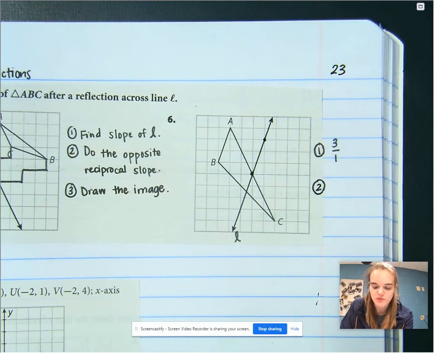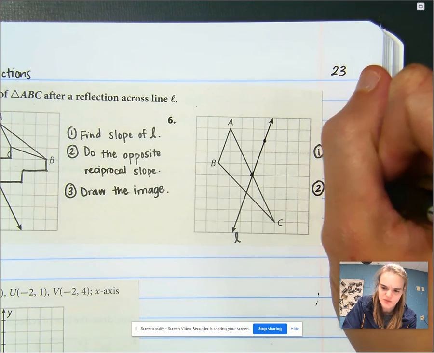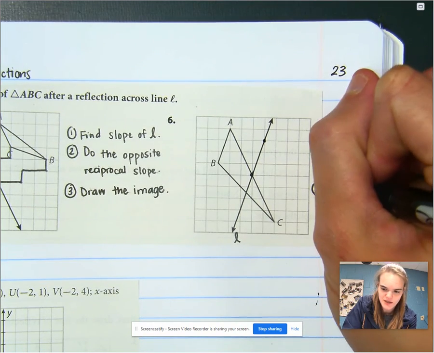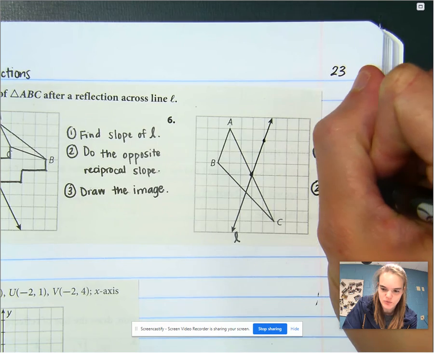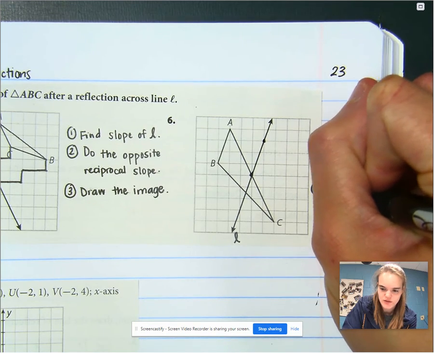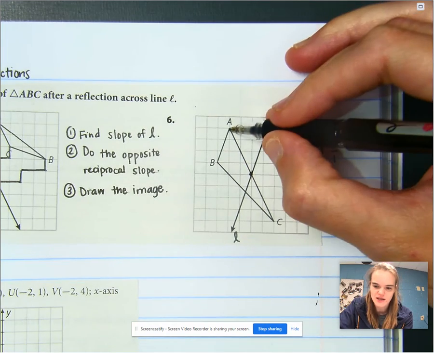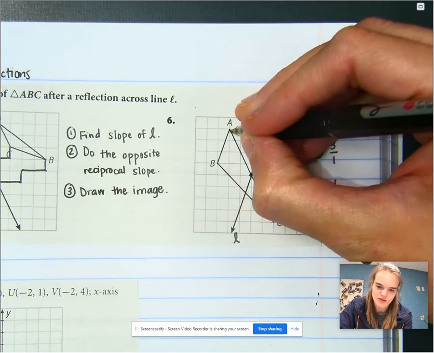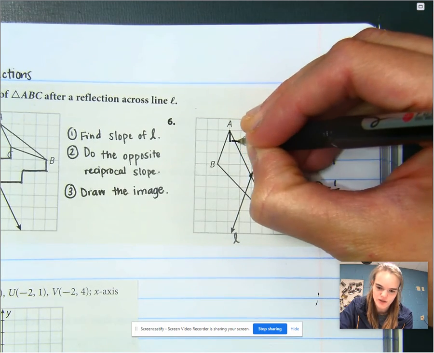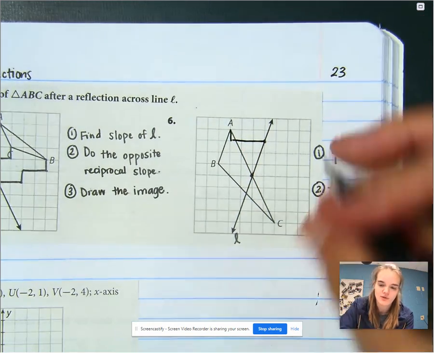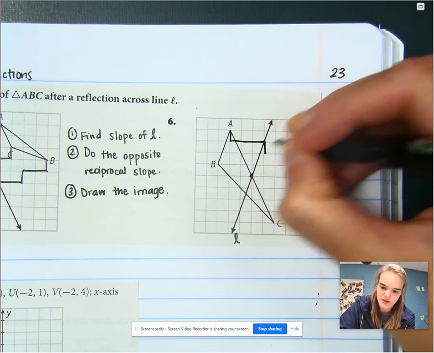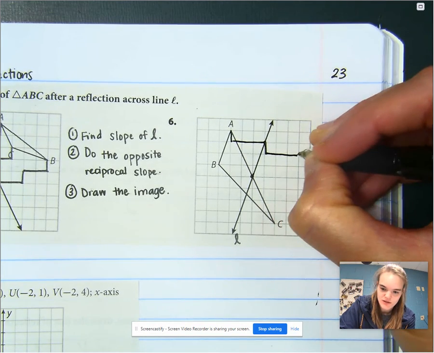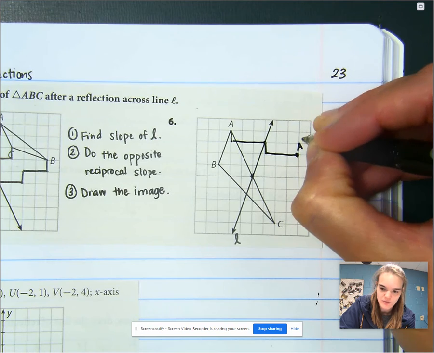The opposite reciprocal. It's negative. No, it's positive. We're going to make it negative. And we're going to flip to 1/3. Meaning, A, to get to the line, I would go down 1, right 3. I only had to do that 1 time, so I'm going to do it 1 more time again. A prime.